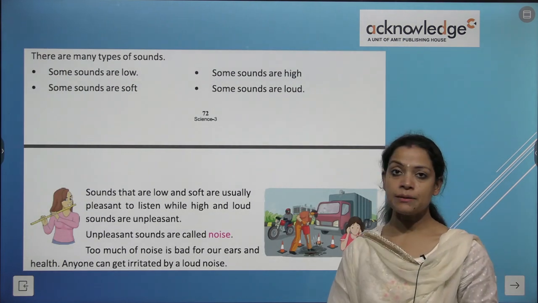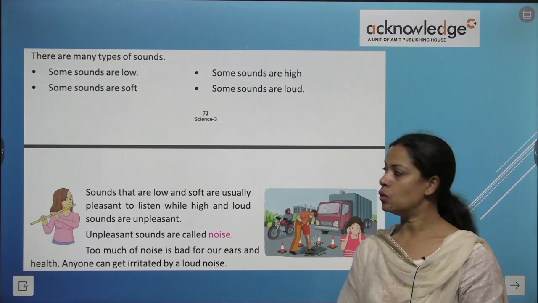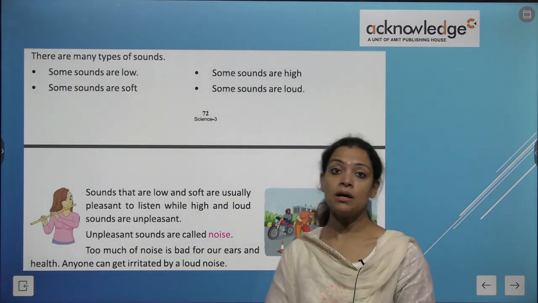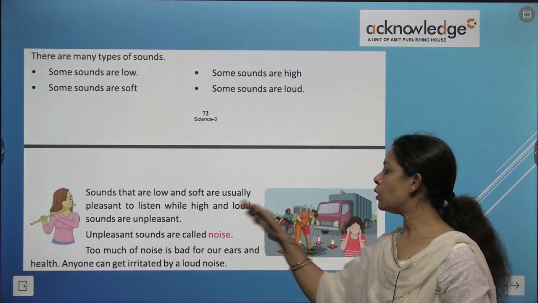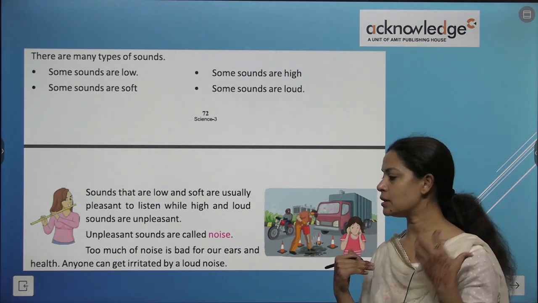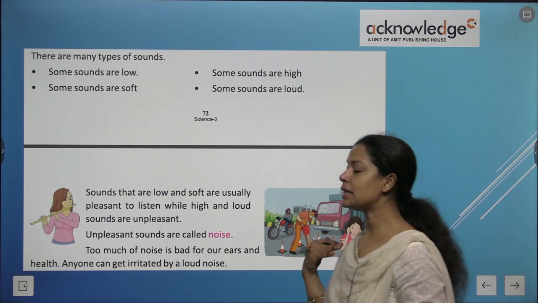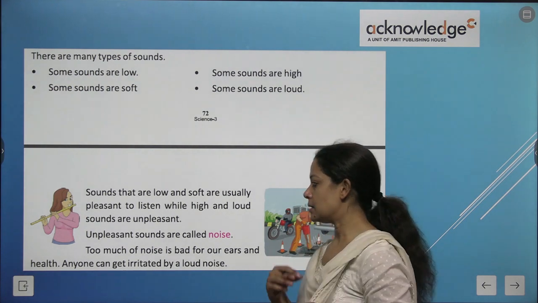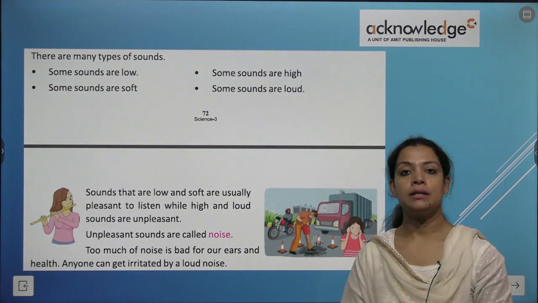There are many types of sound. Some sounds are low, some are soft, some are high, some are loud. Sounds that are low and soft are usually pleasant to hear, वो हमें अच्छा लगता है, while high and loud sounds are unpleasant. Unpleasant sounds are called noise.